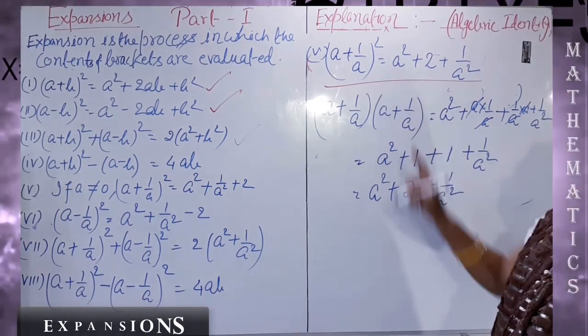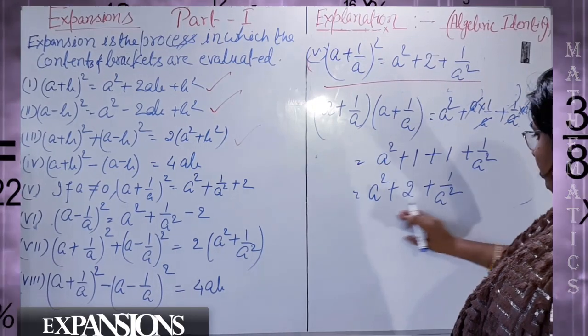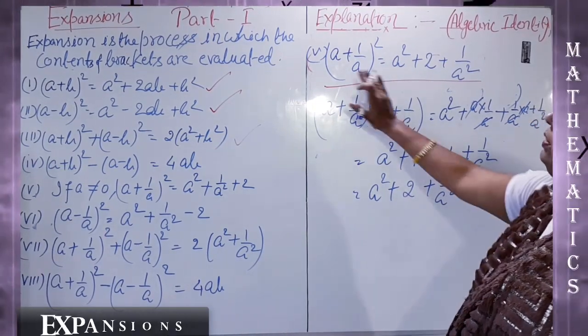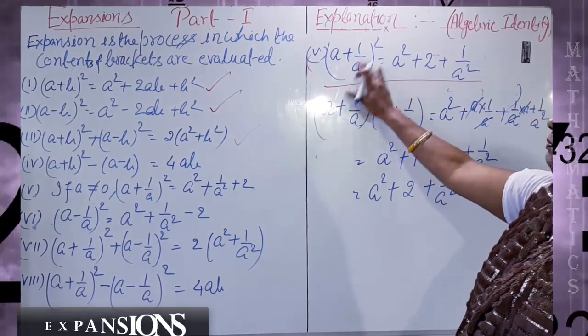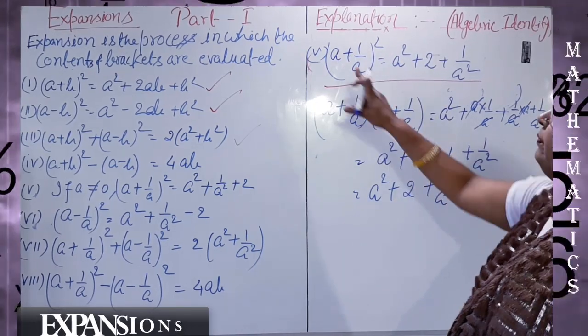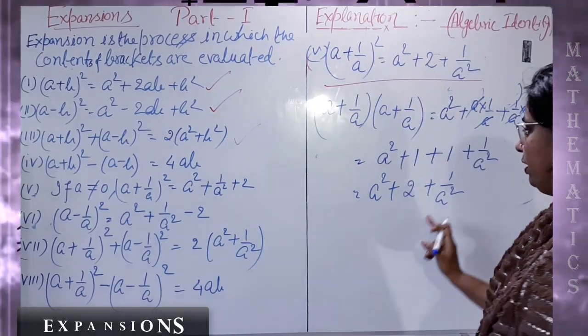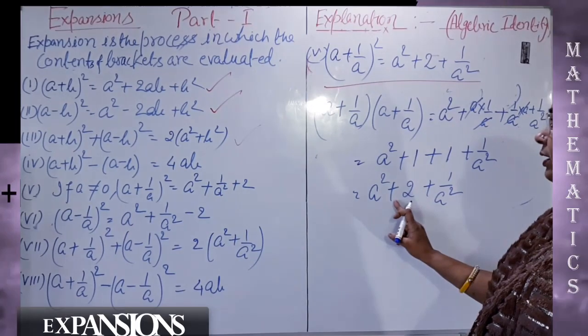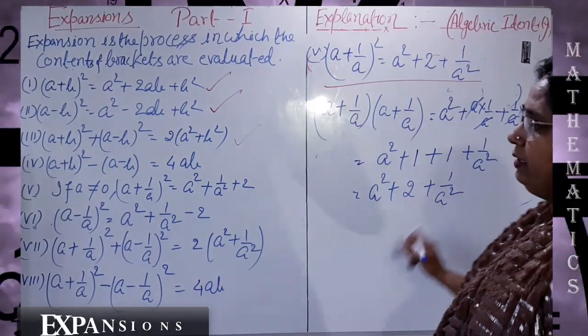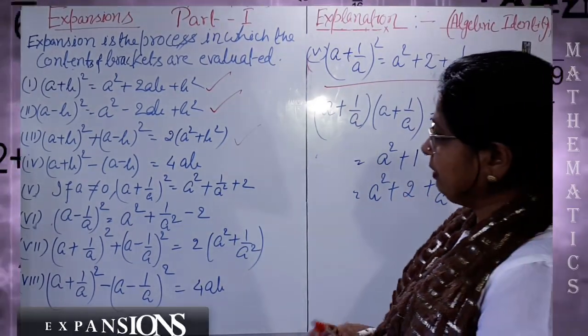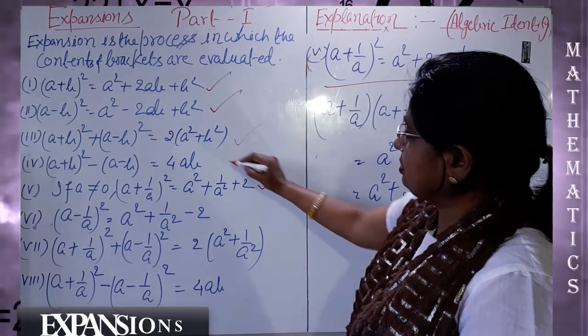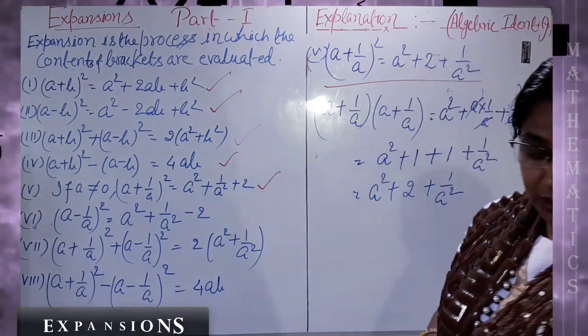Now this identity is the expansion of this form of a plus 1 by a whole square. A plus 1 by a whole square is equal to a square plus 2 plus 1 by a square. Now you have to always remember this fifth number identity you proved.